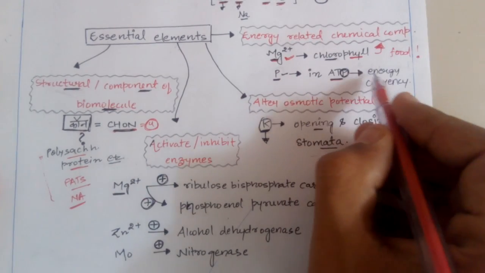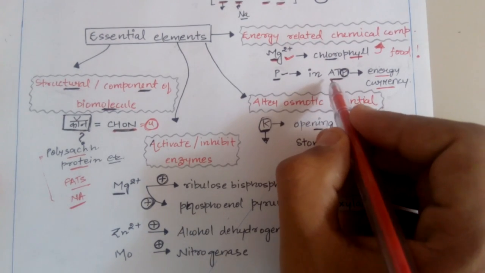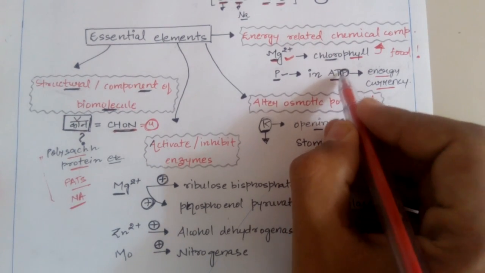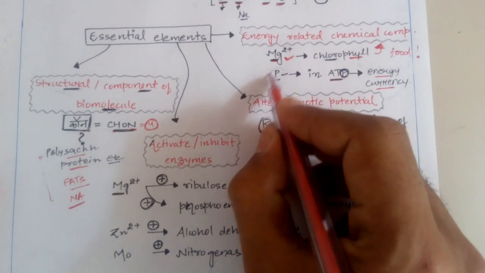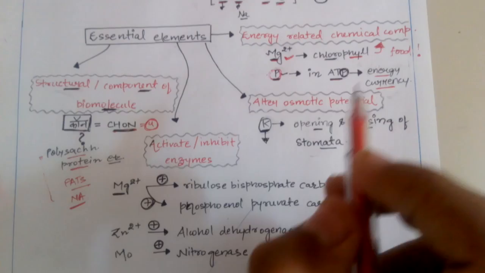And ATP, which is the energy currency. The full form of ATP is adenosine triphosphate. As phosphate is in the name itself, it contains phosphorus. So magnesium and phosphorus are energy related chemical compounds.